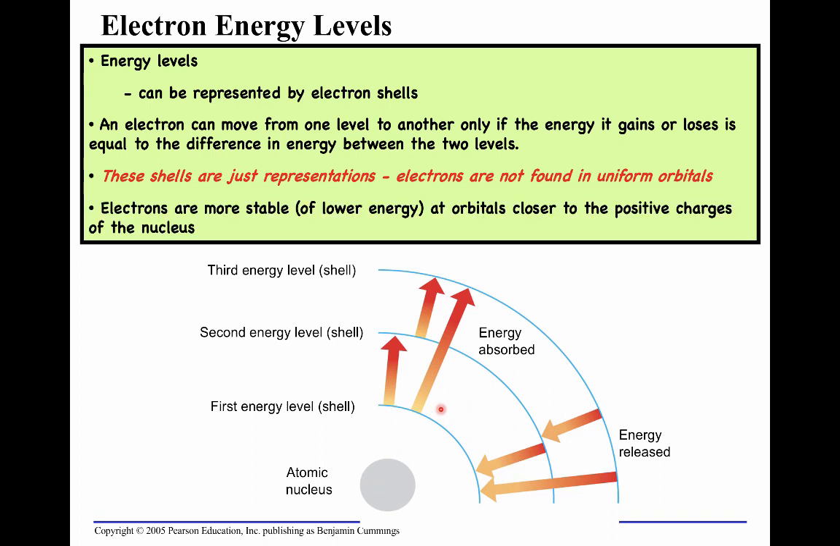So electrons are more stable at the lower energy shells, which are closer to the nucleus. And so the positive charge is stabilizing with the negative charge there. As you move away from that positive charge, you get to the higher energy levels.